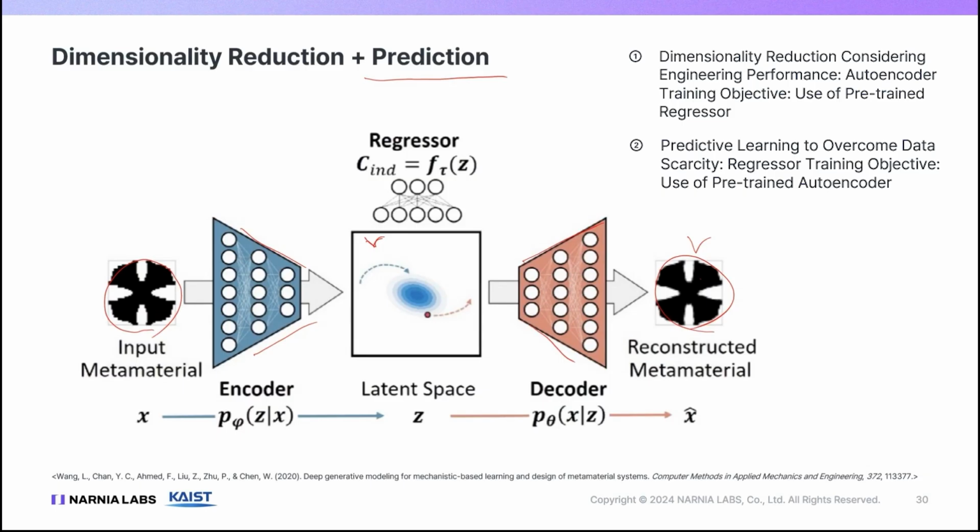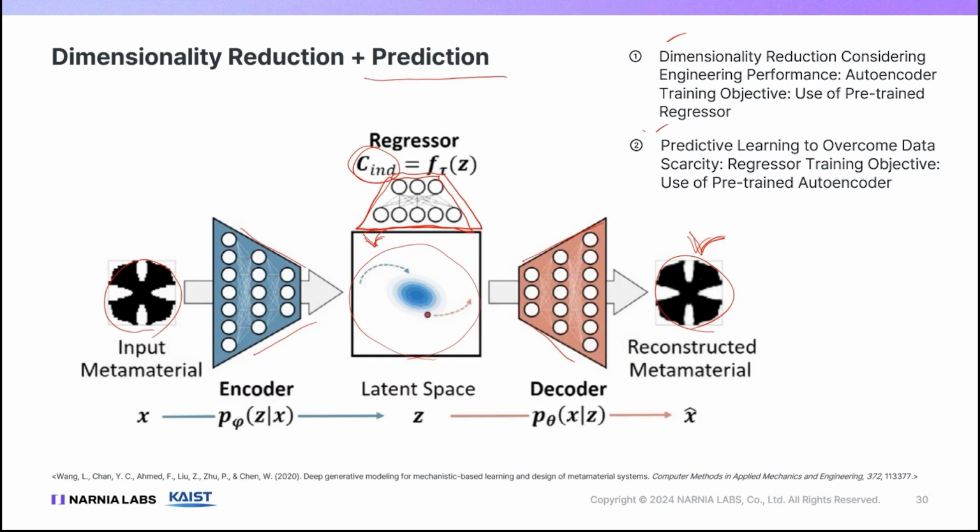So how can we extract features that are related to engineering performance? The first method is to attach a regressor to the reduced space, like this. So not only do we reconstruct this, but we also train the latent space so that it can predict some engineering performance at the same time. By doing this, the latent space comes to understand the shape well, while also gaining a good understanding of the engineering performance. And there's another method. This was the first method.